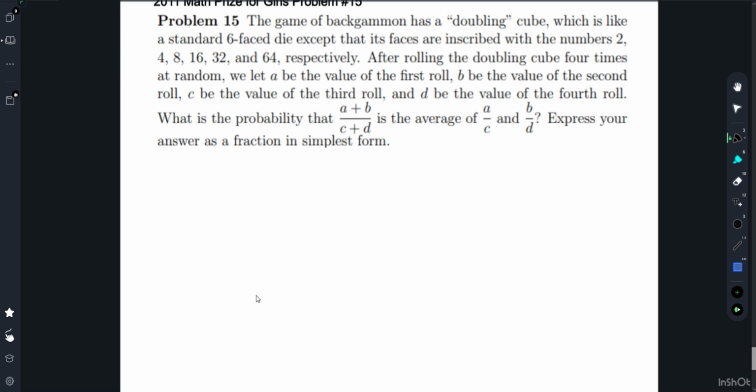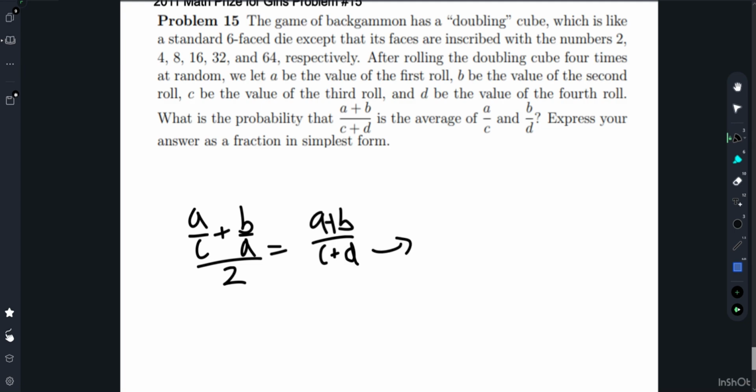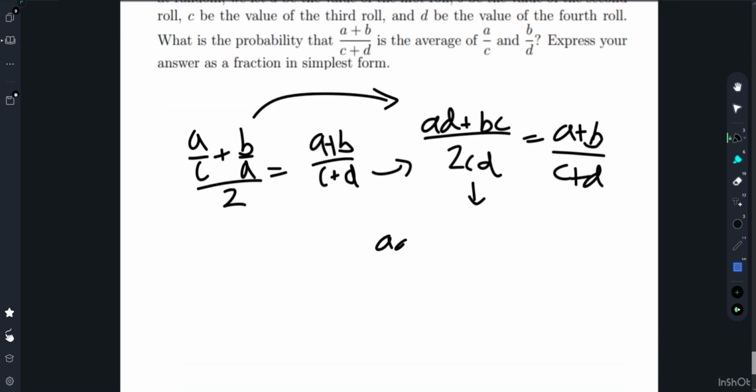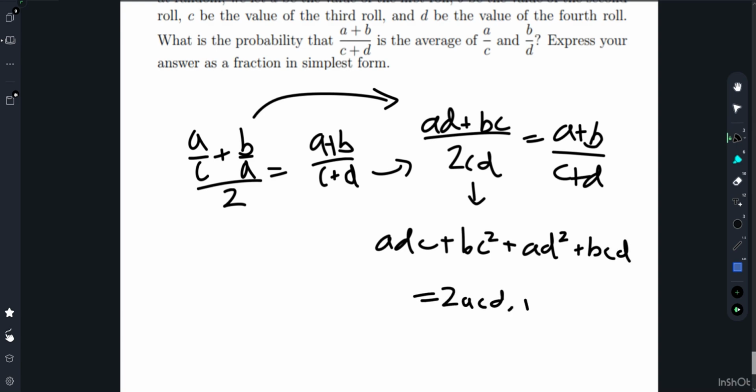(A plus B) over (C plus D) is the average, so that means that (A over C plus B over D) over 2 is equal to (A plus B) over (C plus D). Let's put these under a common denominator. We get (AD plus BC) over 2CD is equal to (A plus B) over (C plus D). Now let's cross multiply. We get ADC plus BC squared plus AD squared plus BCD. This is equal to 2ACD plus 2BCD.